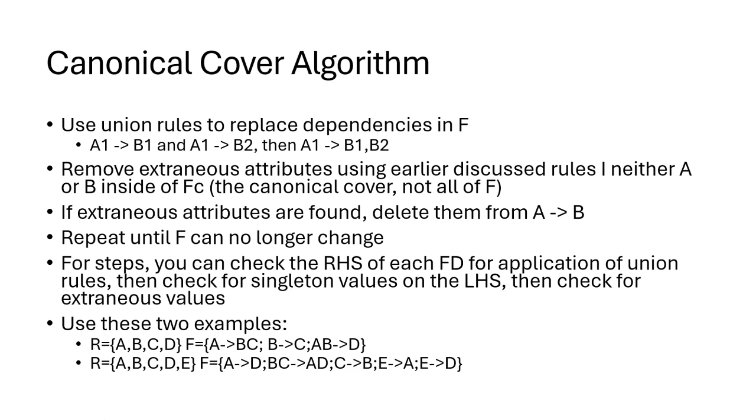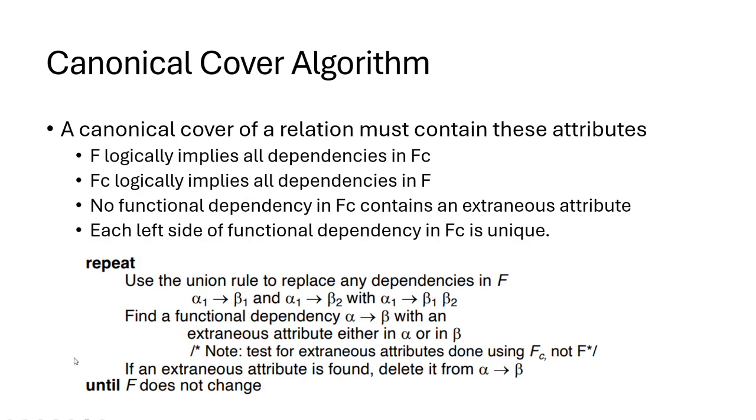And you may have other ways to do it, which is fine, but this could be a useful way if you're a bit confused on how it works. So essentially, the rules that are provided to you are on this slide here. This is the algorithm provided. Essentially it asks you to make a canonical cover or a minimal set by removing any extraneous attributes.